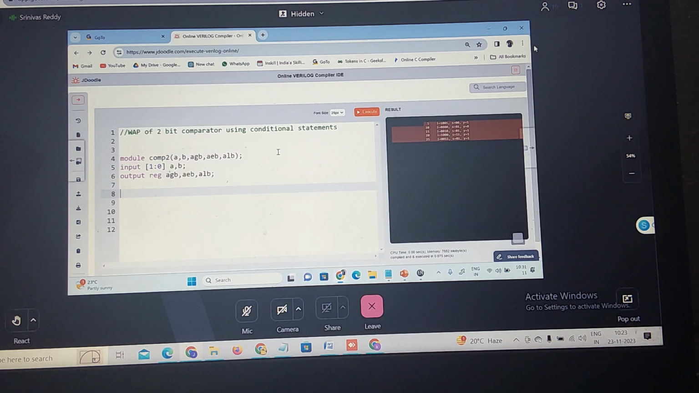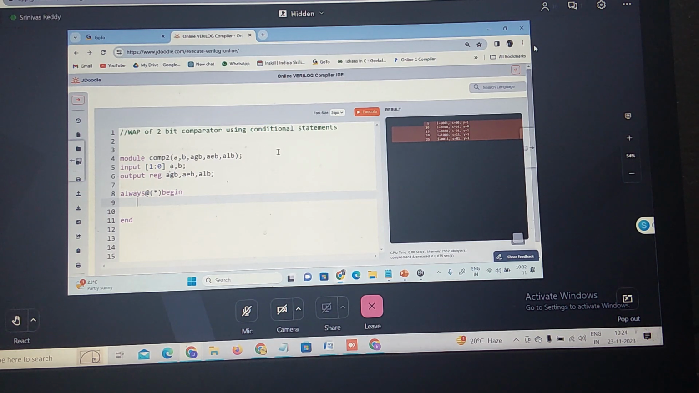Then initial block or always block? Always block, correct? Always at the rate, event I need to write. Event of what? Star. Shall I use star? Again, begin. If there are multiple statements for my always block, I should begin with the grouping with begin and end. So let me write begin and end. And how to write the program for the 2-bit comparator.